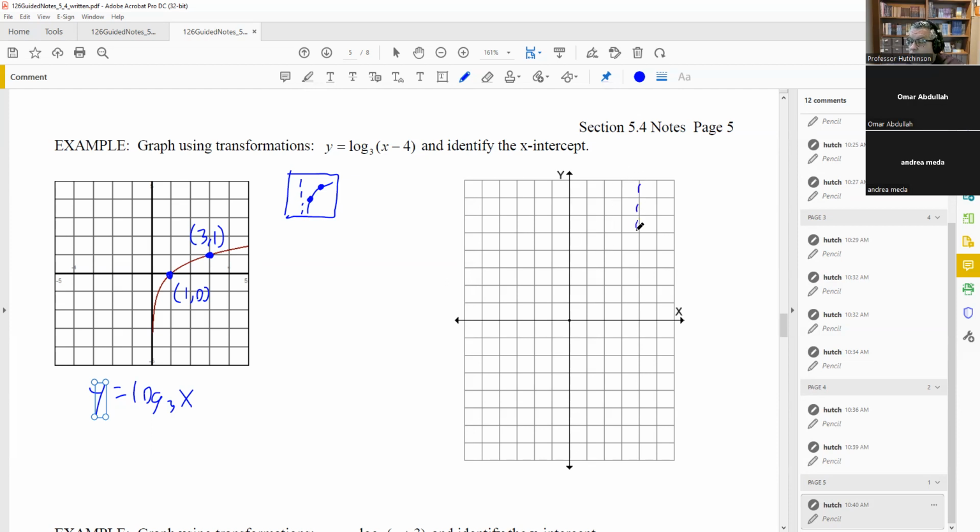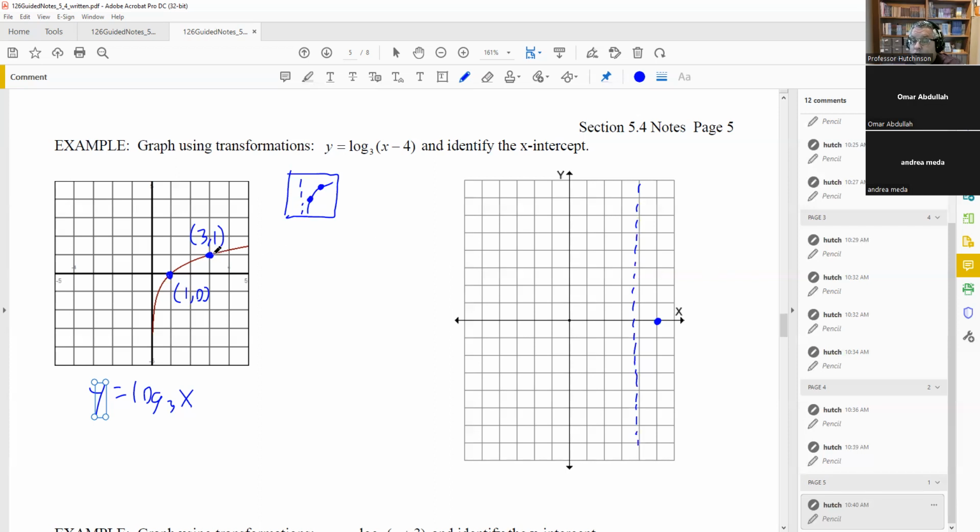Okay, so I move that over, and I get this here. That means these 2 points are also going to move over. So this one I'm going to move 4 places over to the right. That's going to be at 5. So I have a point that's going to go right there.